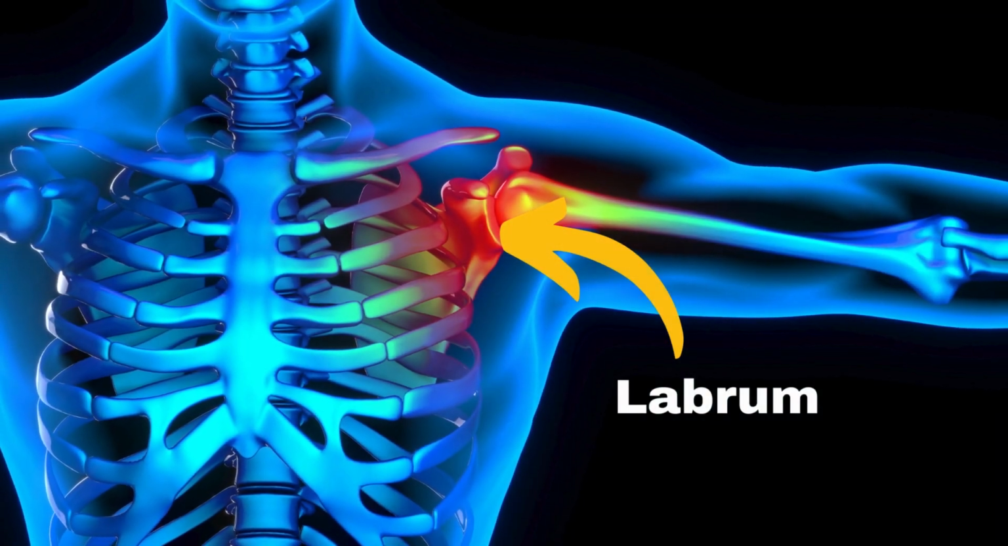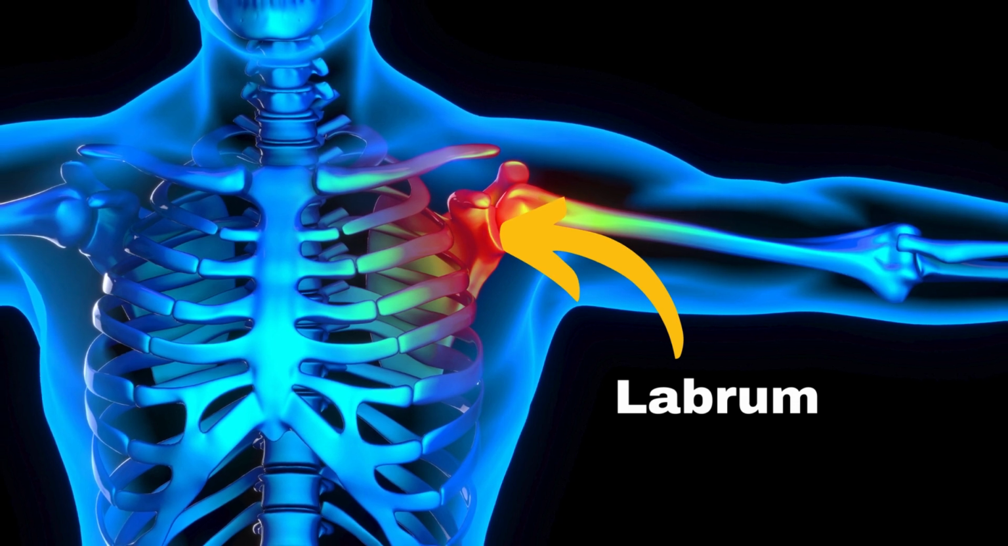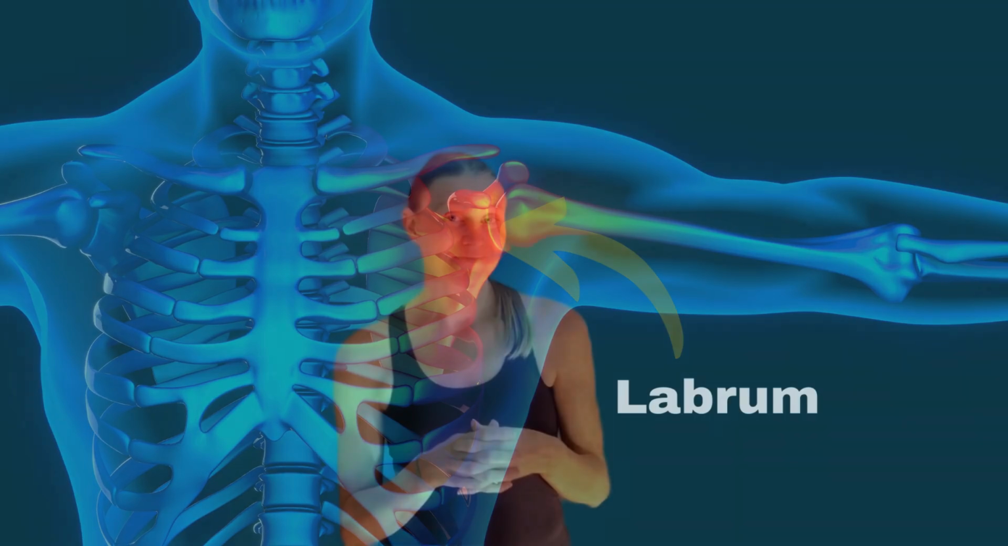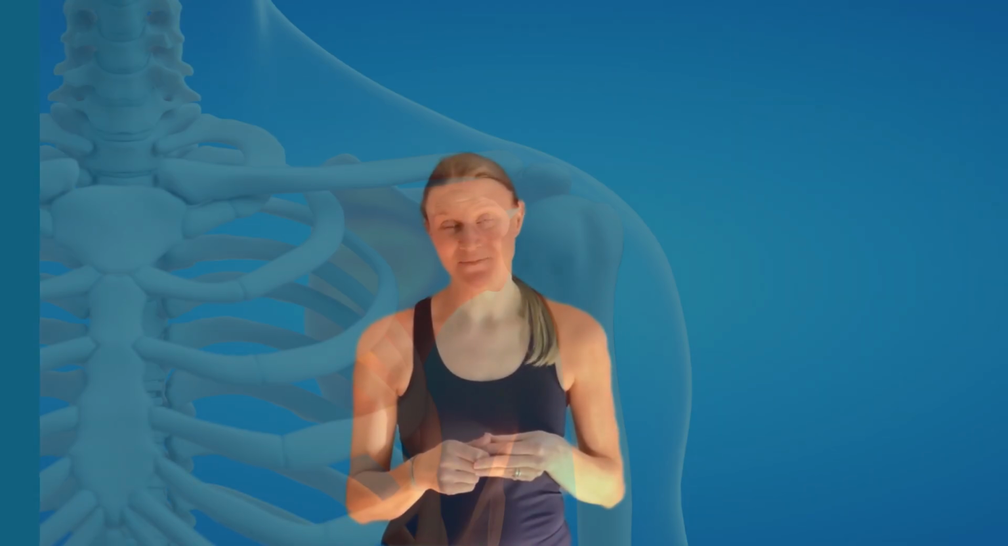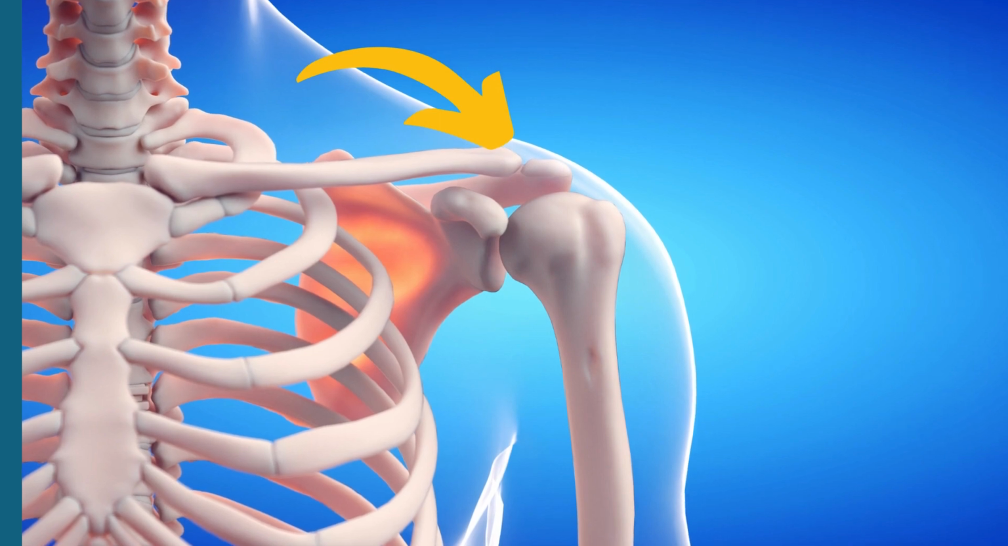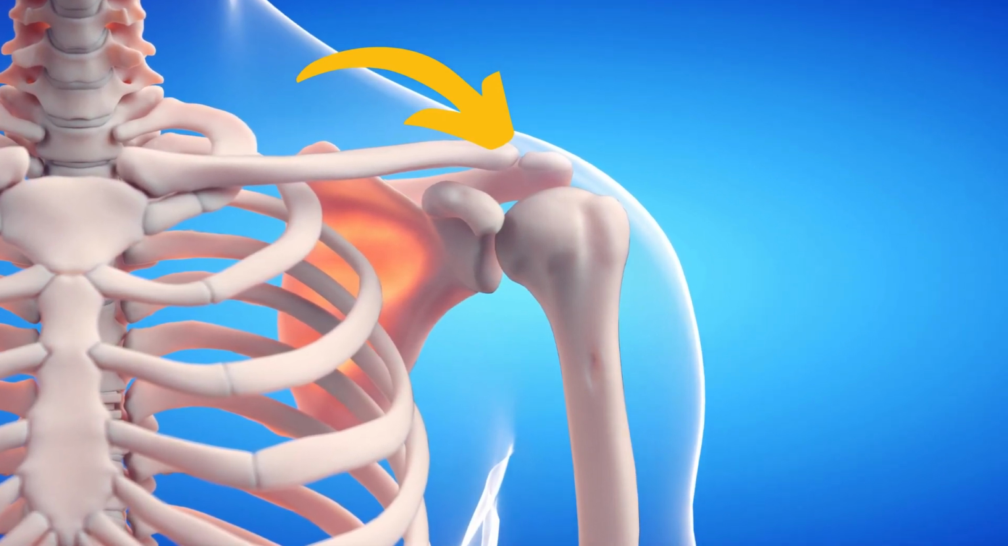This is a layer of soft padding that is responsible for keeping your upper arm in the correct position and also making sure that that movement is smooth. The second joint is called the acromioclavicular joint. This is responsible for connecting the front part of your shoulder blade. There's a little offset bone called the acromion to your clavicle or your shoulder blade. That joint is also right here.